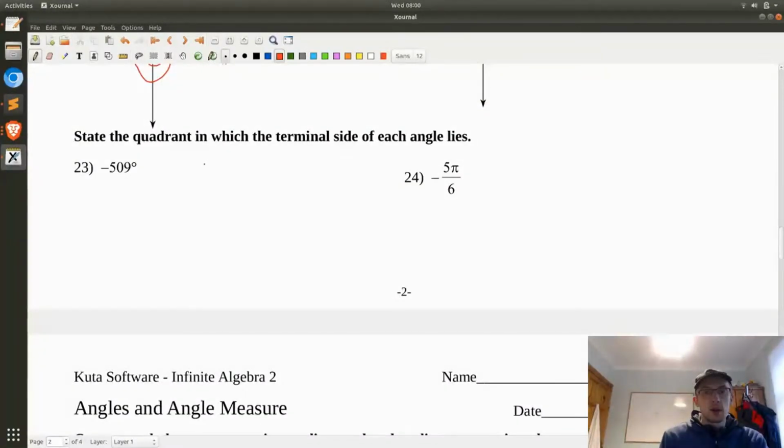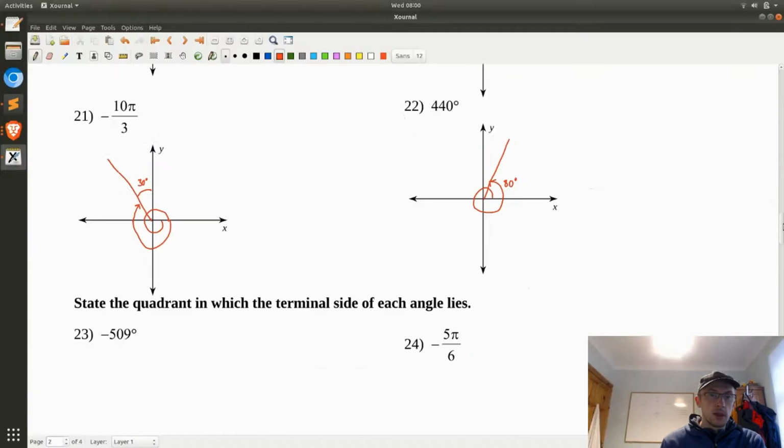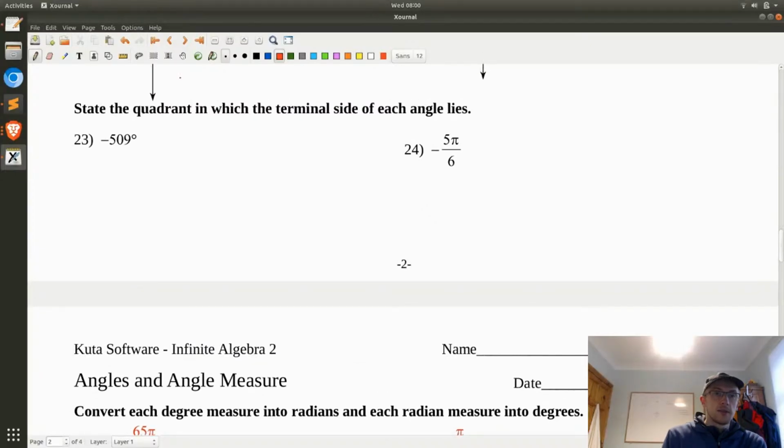In which the terminal side of each angle lies. Okay, so I don't really understand that question, but I'll try my best. Okay, so first, a word about quadrants. Here on the XY plane, this is the first quadrant, second, third, and fourth, and they are indeed denoted by Roman numerals, capitalized.